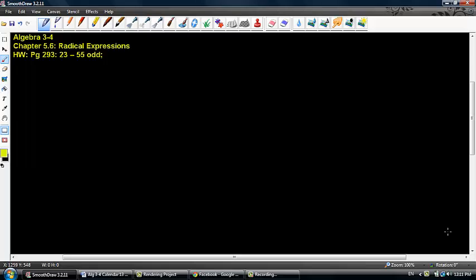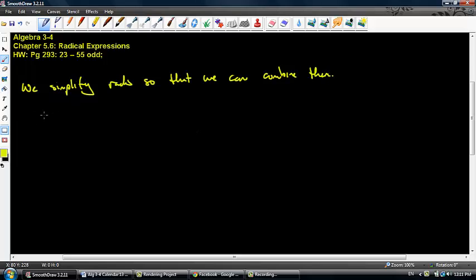So why is it important to learn how to simplify radicals? Well, we simplify rads so that we can combine them. Let me show you what I mean by that. Similar to how we have to have like terms in order to add and subtract terms, we have to have like radicals in order to add and subtract them.